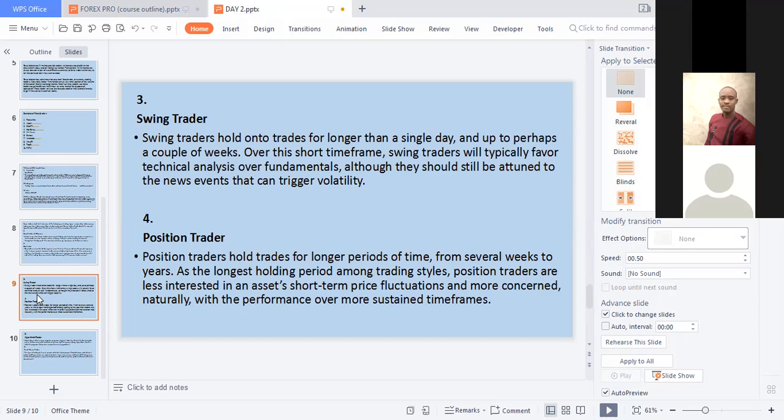Do you know what swap fee is? Swap fee is if you hold a trade from now to tomorrow, let's say they remove minus $0.2 and you have made $10. $10 minus $0.2 will give you what? $9.8. Your money has reduced.